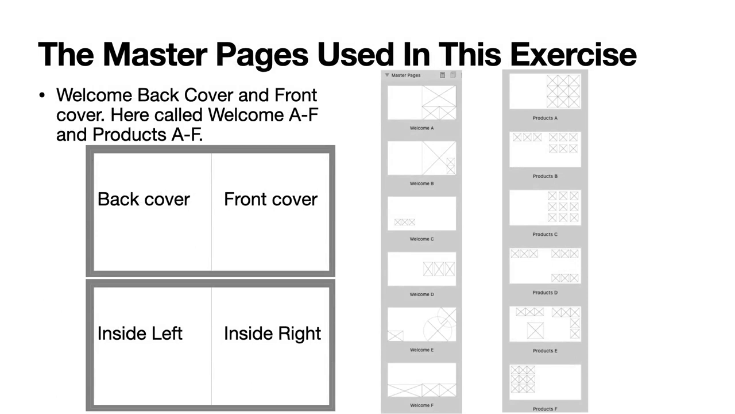The master page is used in this exercise. The welcome back cover and front cover, here called welcome A to F, and products A to F. Welcome on the outside, products on the inside. So welcome A is related to products A, welcome B related to products B, and so on down the list. Pause that, study it carefully.